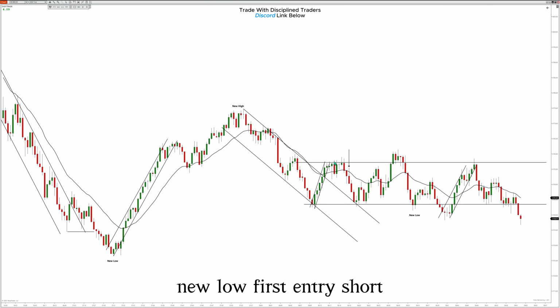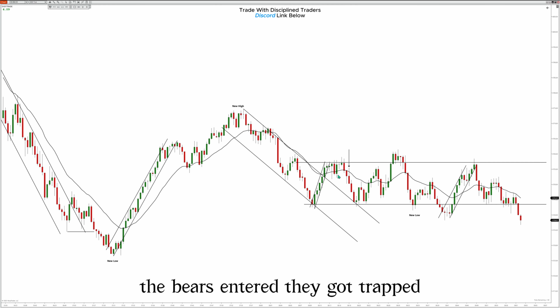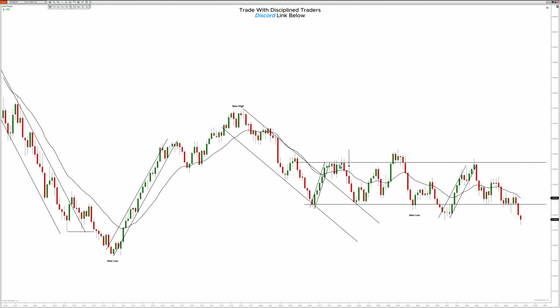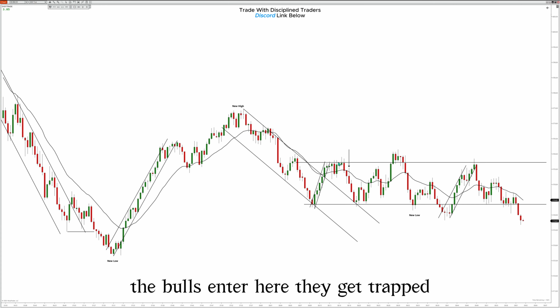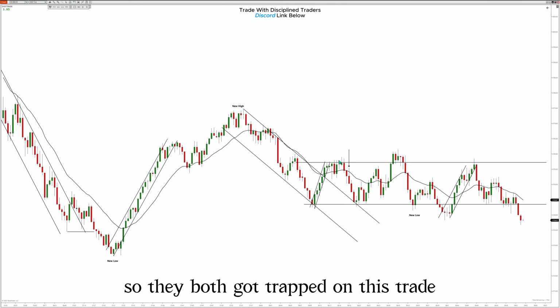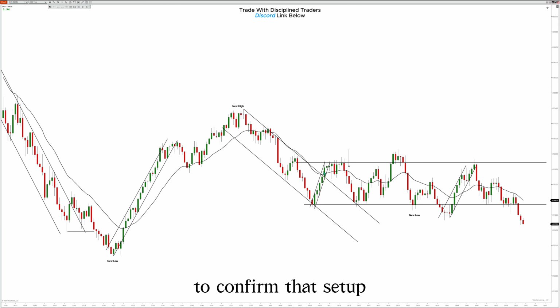New low, first entry short, pullback, second entry short. Once it triggered below this bear bar here, the bears entered, they got trapped. Then it's a failed second entry short above EMA. The bulls enter here, they get trapped. So they both got trapped on this trade, and then there's a lower high that formed to confirm that setup.